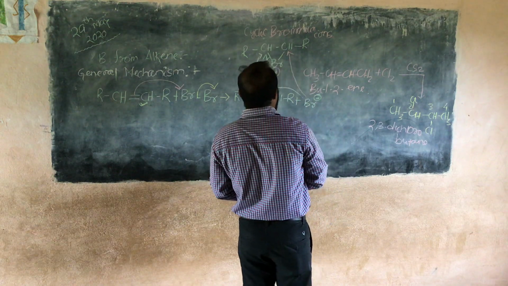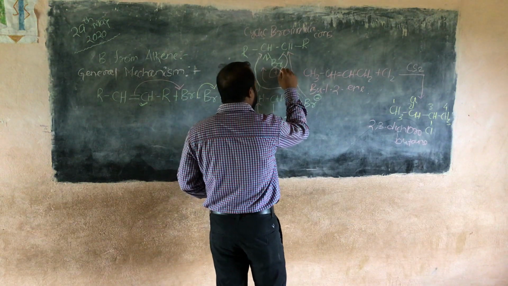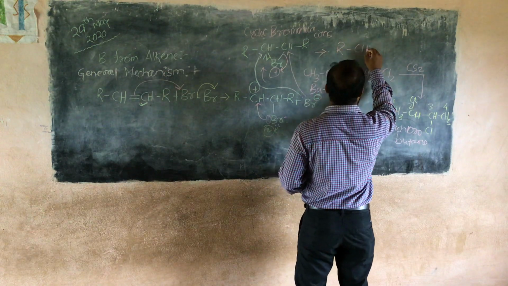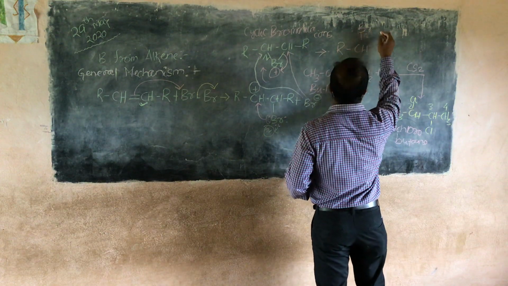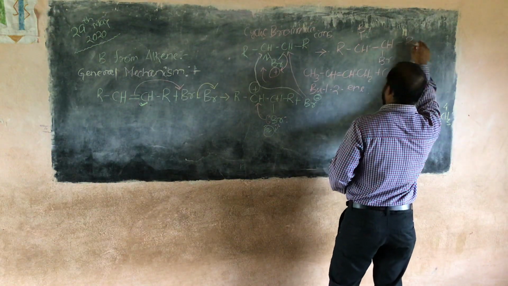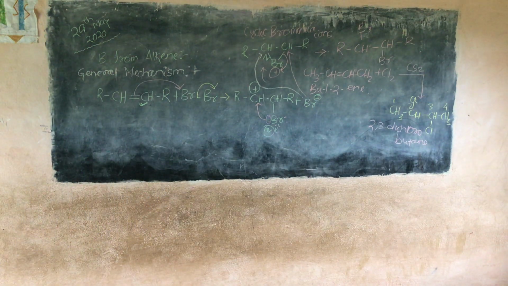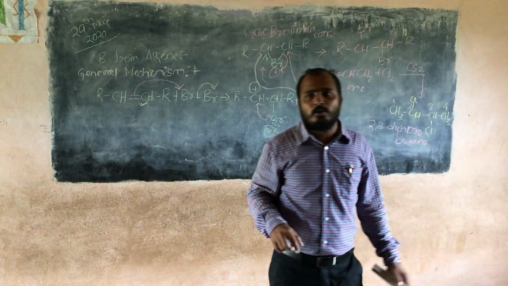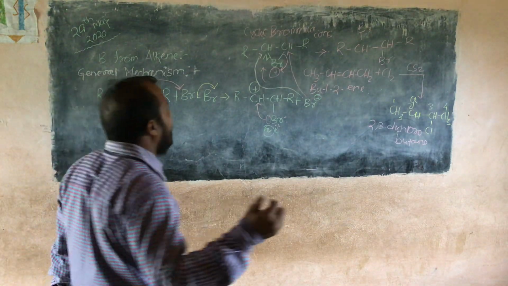So the product will be, when it attacks on this carbon, which is positively charged, the bromine has come to here. A new bromine has come to this carbon. So 1, 2, 3, 4, it is 2,3-dibromobutane. This is how alkenes react with halogens to give 1,2-dihaloalkanes or alkyl dihalides.